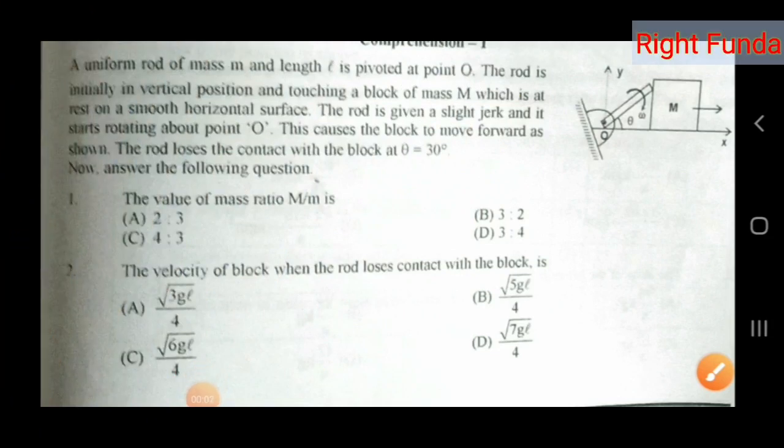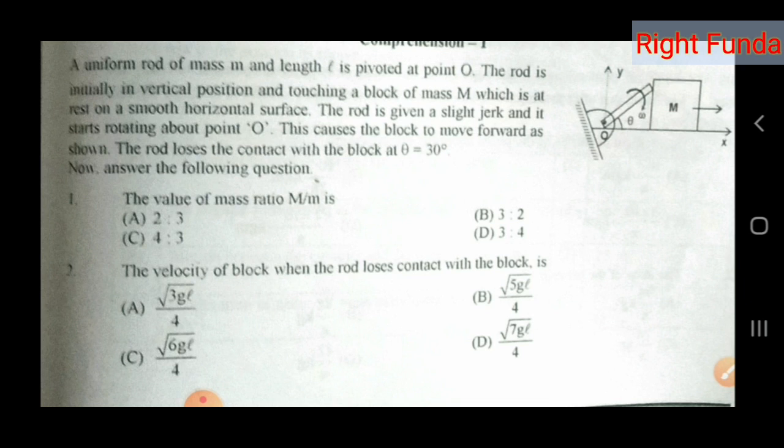A uniform rod of mass m and length L is pivoted at point O. The rod is initially in vertical position and touching the block of mass M, which is at rest on a smooth horizontal surface. The rod is given a slight jerk and it starts moving about the point O. This causes the block to move forward as shown. The rod loses contact with the block at theta equal to 30 degrees.